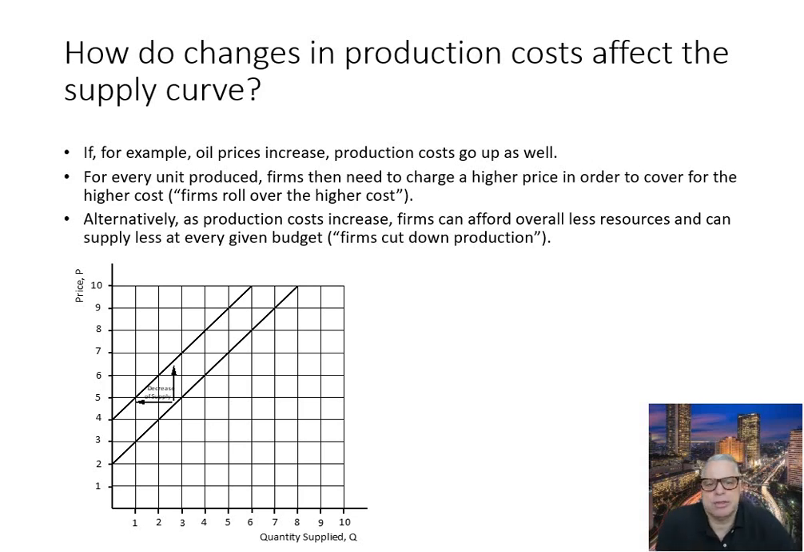Okay, let's start with how changes in production costs affect the supply curve. So if, for example, the oil prices increase, production costs go up as well. So that means that for every unit produced, firms then need to charge a higher price in order to cover the higher costs. So the way you can think about it is that the firms roll over the higher cost. So at any point of the supply function, if you suddenly have higher cost, the firms are trying to roll over those higher costs to the consumers.